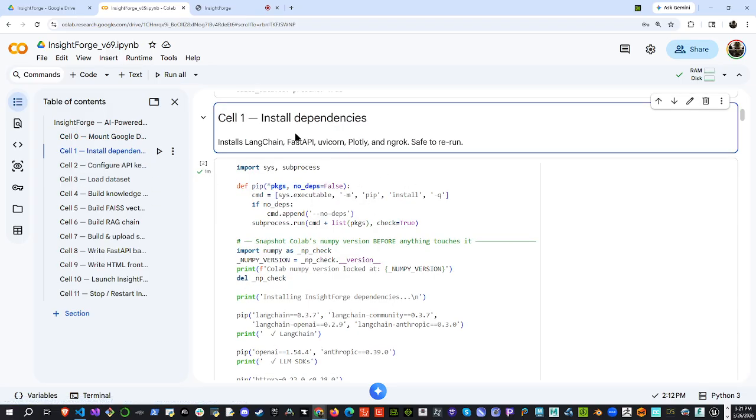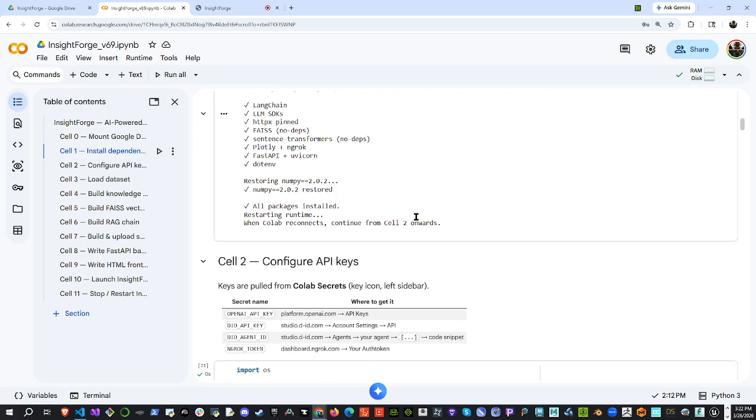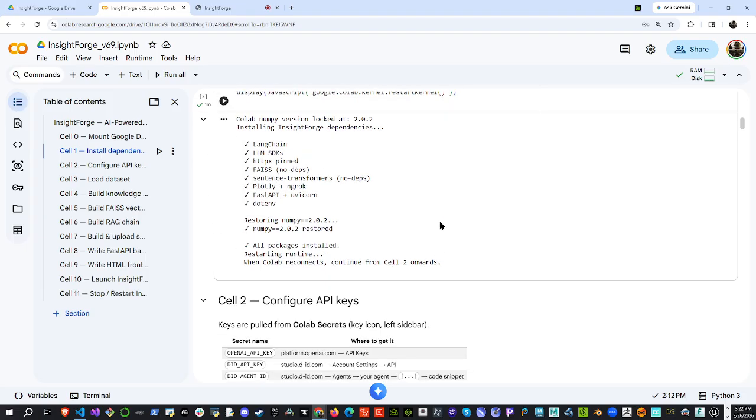Then we go to cell 1. This is install dependencies. Here I install things like LangChain, FastAPI, Uvicorn, Plotly, which is the one that actually did those charts you saw, and ngrok, which gave us the tunnel that we delivered it to on the web. Okay, so then we can go down here and see these are basically what it all installed. And I did run into some problems with NumPy and Pandas. They didn't like to play well together if the versions weren't exactly matched up. So I had to do some creative things so that it would lock it down in place and not touch things.